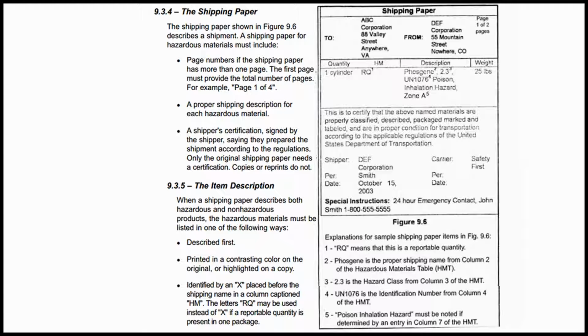Figure 9.6. Explanations for sample shipping paper items in figure 9.6. 1. RQ means that this is a reportable quantity. Phosgene is the proper shipping name from column 2 of the hazardous materials table, HMT. 2.3 is the hazard class from column 3 of the HMT. UN 1076 is the identification number from column 4 of the HMT. Poison inhalation hazard must be noted if determined by an entry in column 7 of the HMT.